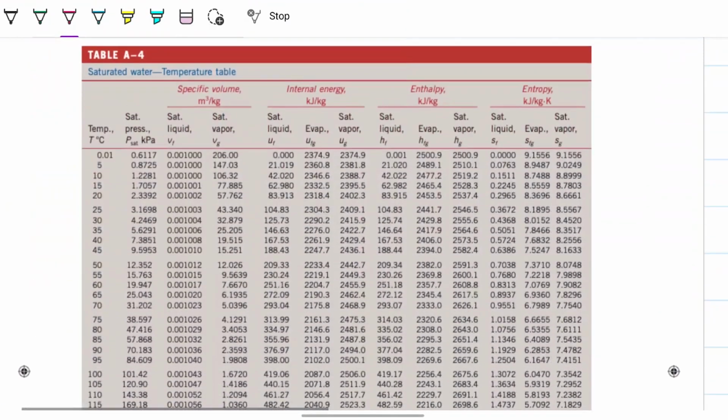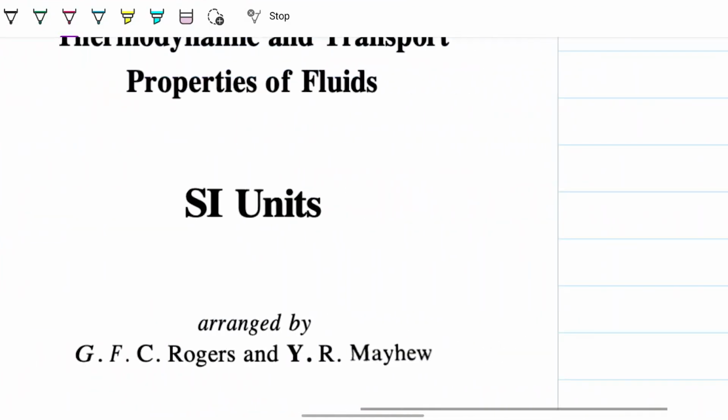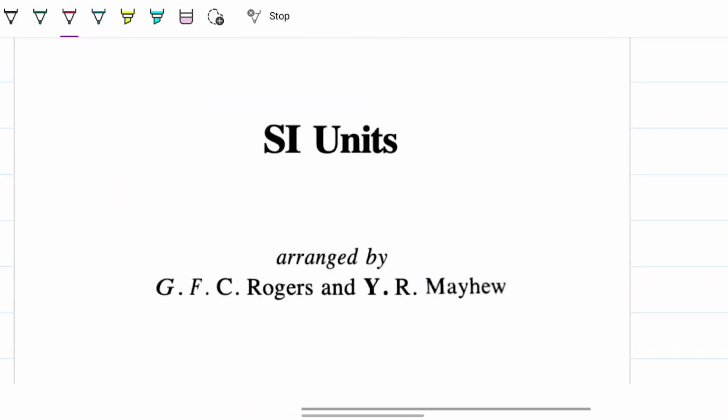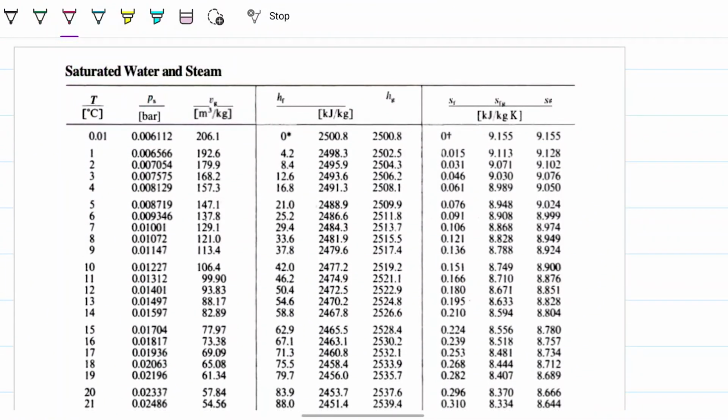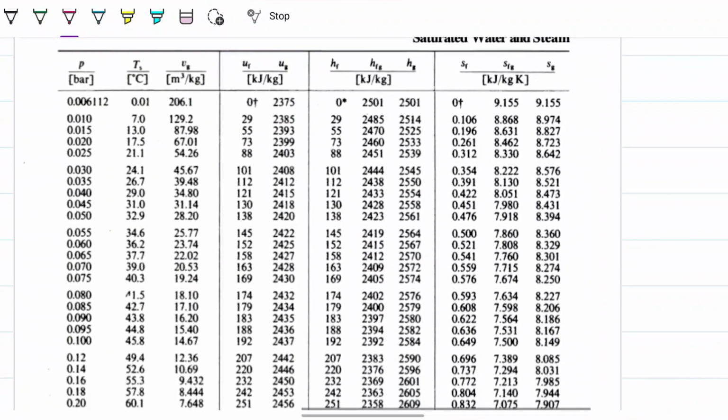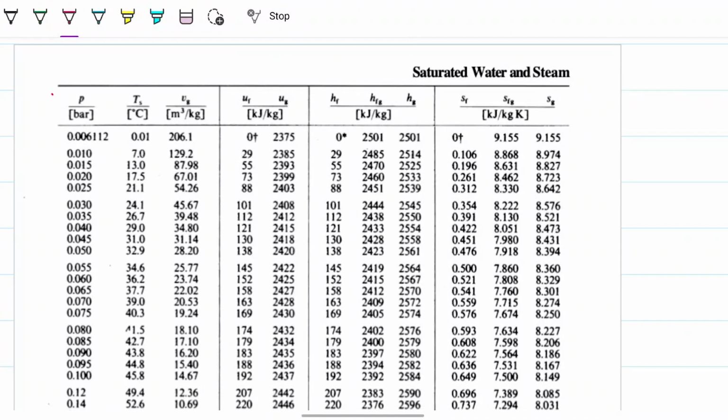And again, I have both tables here. I have one from Rogers and one from UNSW. What I'm going to do is use Rogers, just because UNSW likes using Rogers. And I'm looking for the pressure table for steam. Pressure table for steam. So this is it.